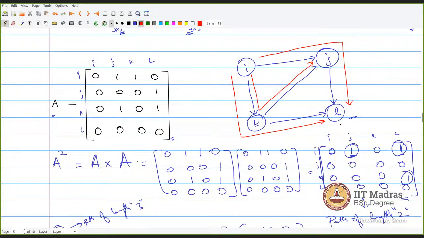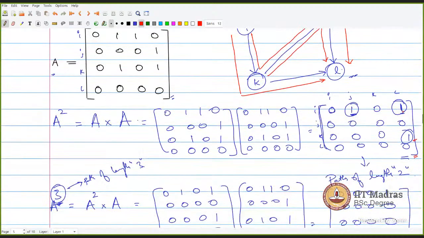But anyway, we can conclude that there is a path of length 2 from I to L from here also. And there is one more path of length 2, K to L. K to L is also a path of length 2. Correct. So A square gave me the paths of length 2, and when you verify it with your graph, it is correct.